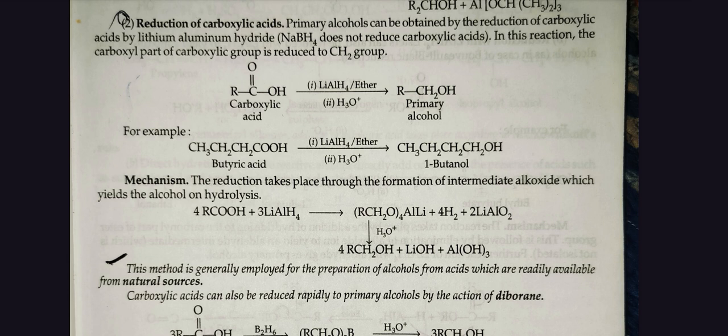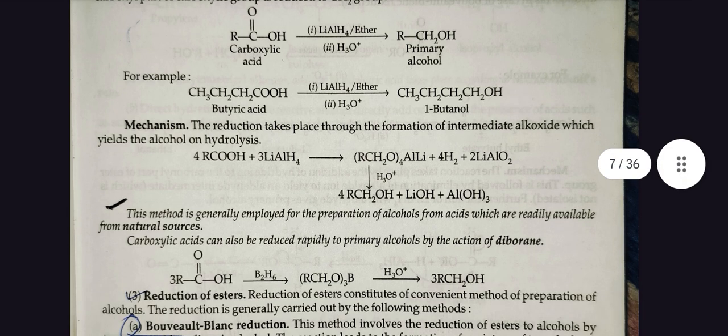Reduction of carboxylic acid. Primary alcohol can be obtained by the reduction of carboxylic acid by lithium aluminium hydride. In this reaction, the carbonyl part of the carboxylic group is converted to a CH2 group. For example, butyric acid in presence of LiAlH4, ether, then H3O+, gives 1-butanol.